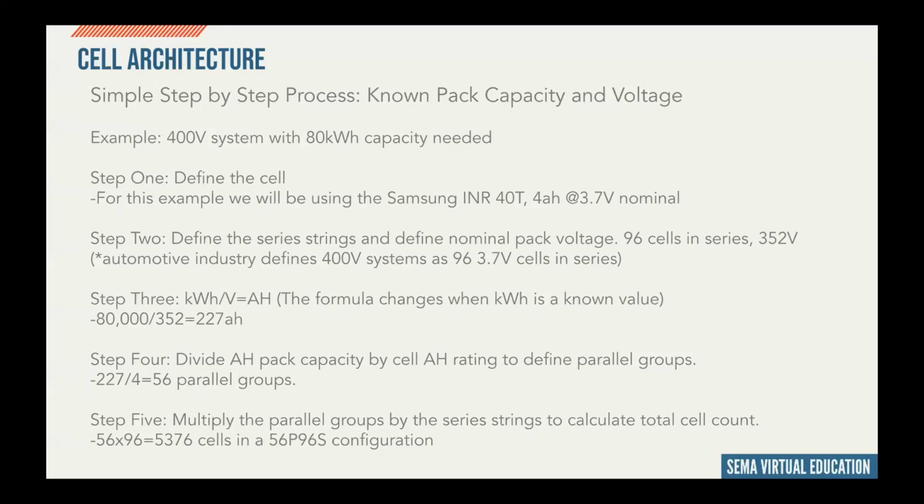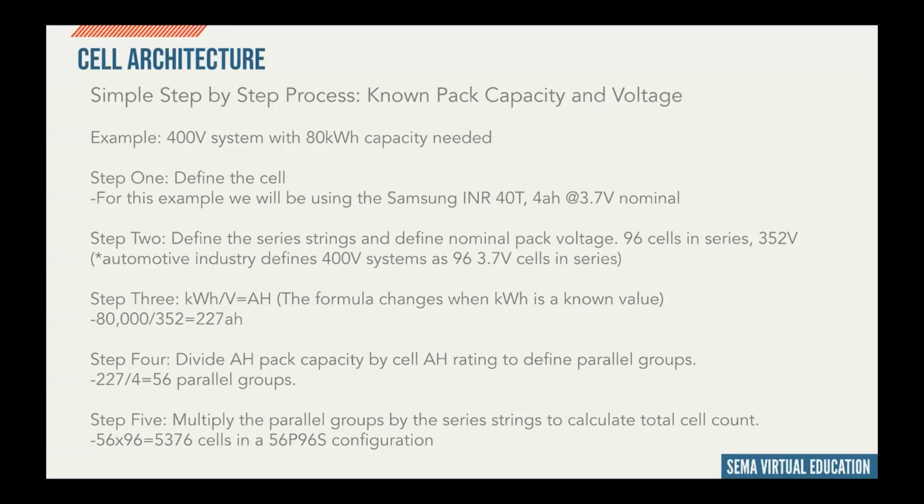So we have 96 series strings, and then step three is reversing our initial formula, because we have a known system voltage and a known kilowatt hour capacity that we're going for. So what we need is the amp hours of the pack. We're going to divide the 80,000 watt hours, or 80 kilowatt hours, by 350 nominal volts, which is going to give us 227 amp hours.